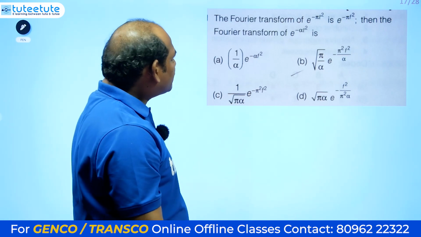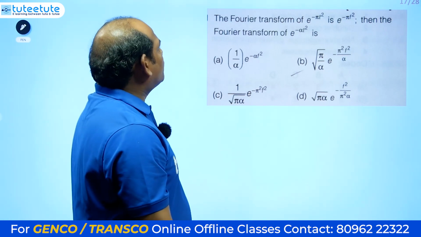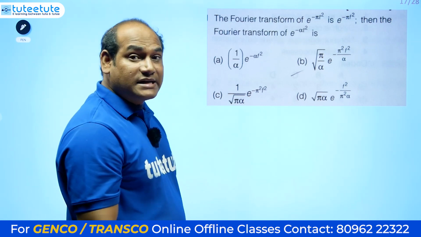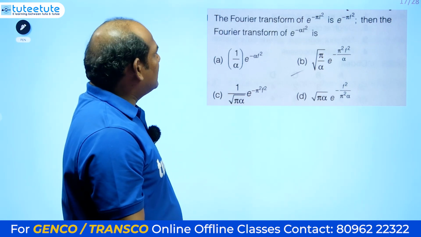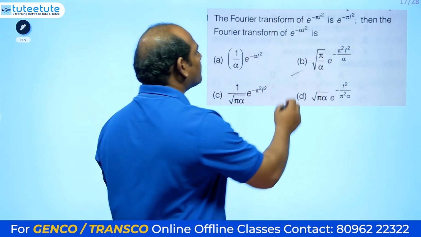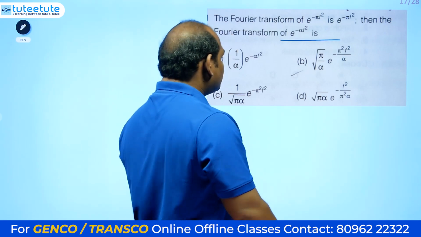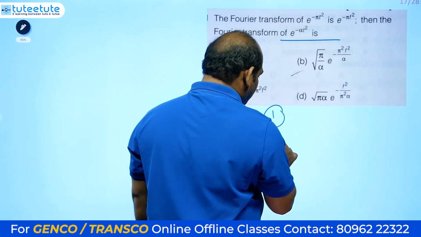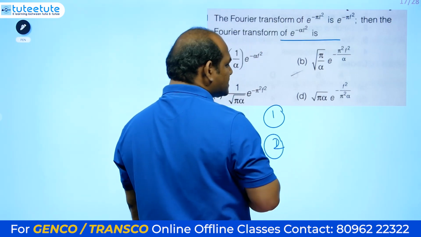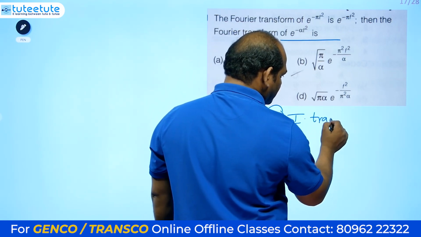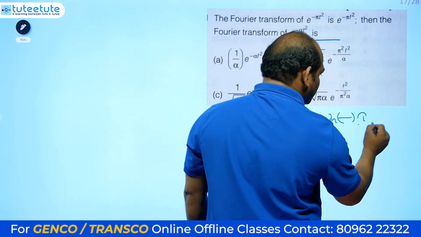Next question is also related to Fourier transform only. Fourier transform of e power minus pi t square is e power minus pi f square. Then the Fourier transform of e power minus alpha t square. In Fourier transform, two things you need to remember. One is the Fourier transform of an impulse train is again an impulse train only.